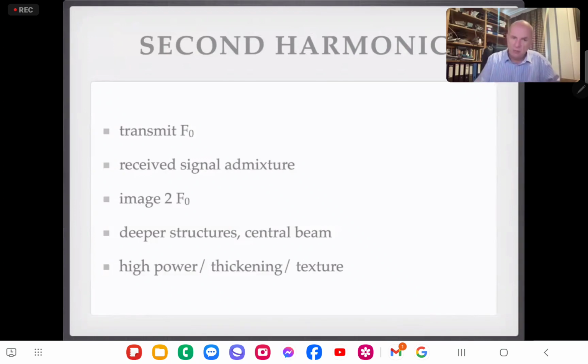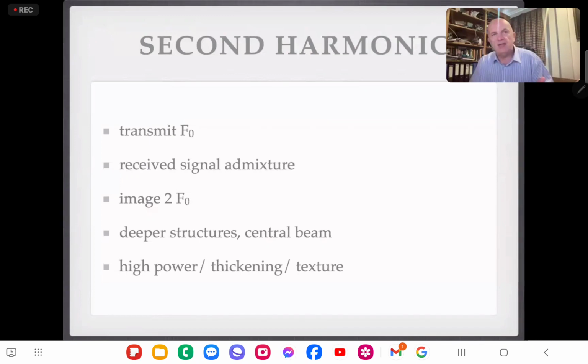And the further the beam moves, the more that mixture happens. So if you're looking deep into a structure, the deeper you're interested in looking, you'll see more and more of the 4.6 megahertz coming back rather than the 2.3. And that's second harmonic imaging. So you transmit at one frequency, you listen at twice the frequency, you get a mixed signal back because of that interaction.